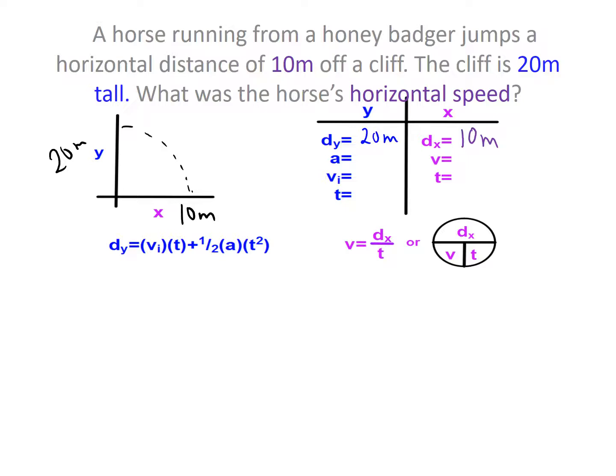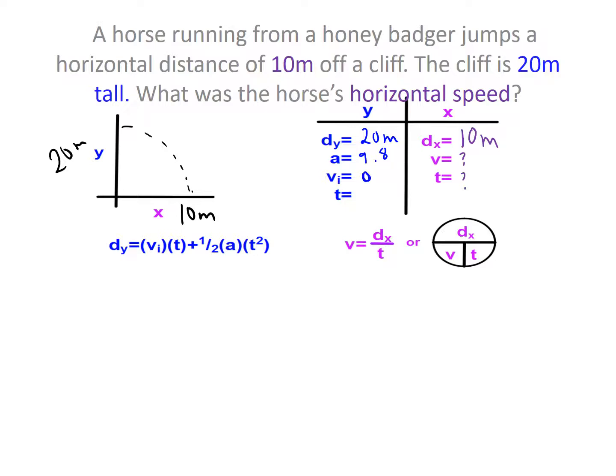Okay, and so the next question is, what was the horse's horizontal speed? What is v here? Well, I can't find v here because I don't have time either. So I can't do anything with x yet. So I have to find something. I have to find time using the y. So let's figure that out. So first of all, we can already fill in some information. We know that acceleration on the y, or free fall problems, is always going to be 9.8. And we know that initial velocity is 0.